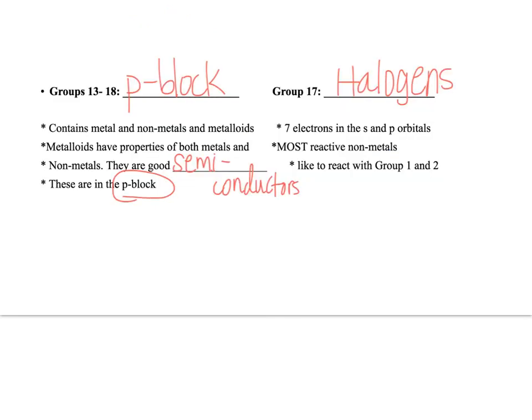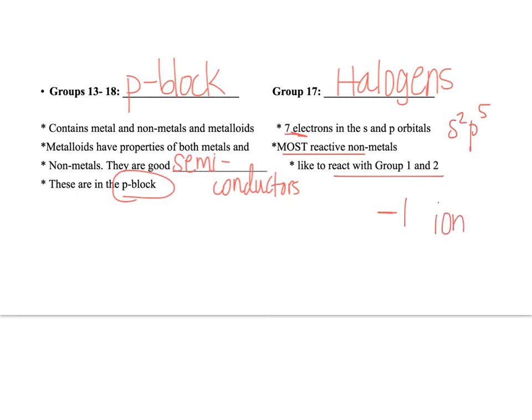Next, we have groups 13 through 18, which we know as the p block. And there's really only 2 groups in there that we give actual names to, and one of those is the halogen group. It has 7 valence electrons in the outer s and p orbitals, because remember they're all going to end in s2p5, which is where we get those. They like to react with group 1. They are the most reactive of the nonmetals, and because they only need 1 more electron to get to 8, they will tend to form a -1 ion when they're forming compounds.